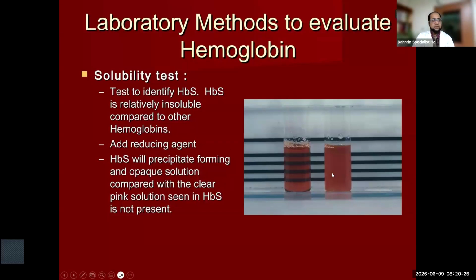One of the screening modalities that is also available is the solubility test. This we have in our lab. This is used for HbS screening, hemoglobin S. What happens is, because of polymerization, the diseased patient will show turbidity on addition of buffer. So the background lines are not visible.